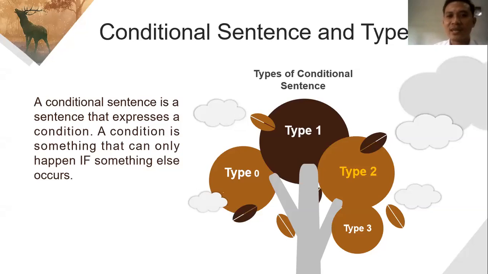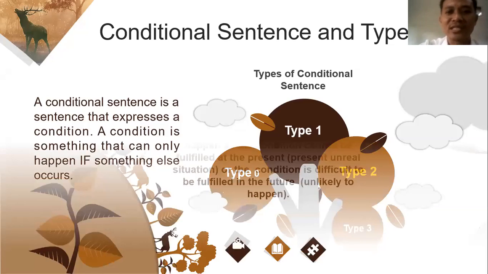And then there are several types of conditional sentence: type 0, and then type 1, type 2, and type 3. I believe you already studied type 1 and type 0. So for grade 12, we're going to study type 2 and type 3. Today is only type 2 and next week type 3. Okay, now conditional sentence type 2.